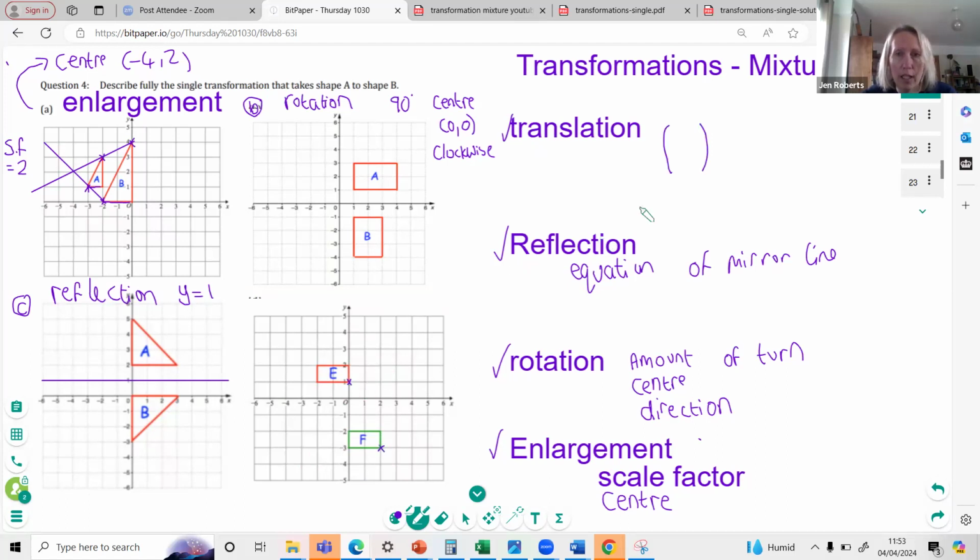We've gone 2 right, so I need a 2 here. Remember, if you go left, you need -2, but we're going right, so it's +2. Then you go 1, 2, 3, 4 down. Because you've gone down, we need a -4.